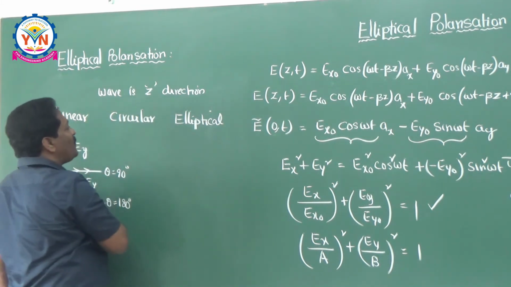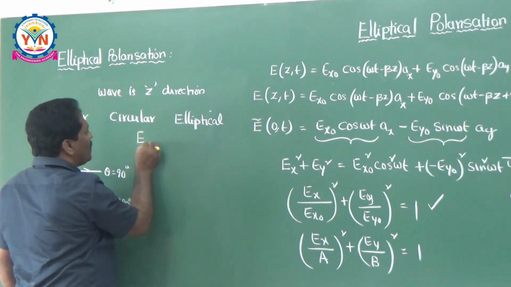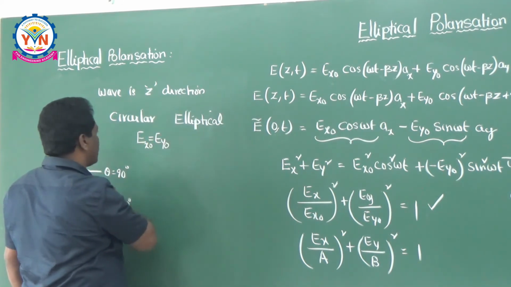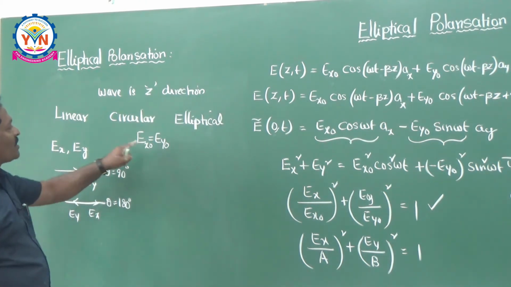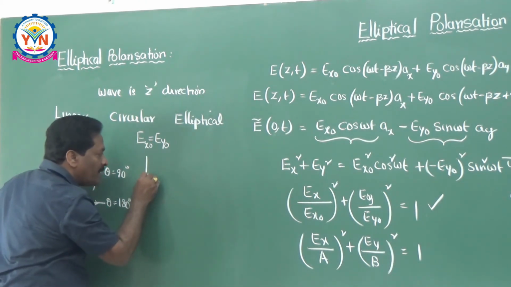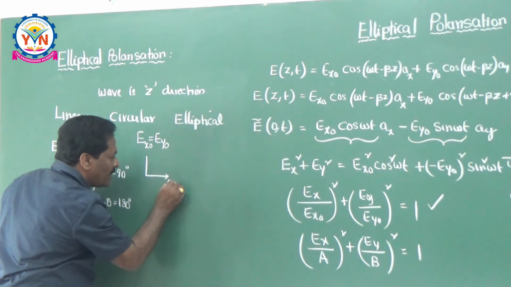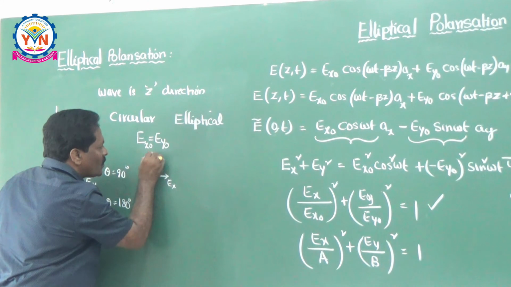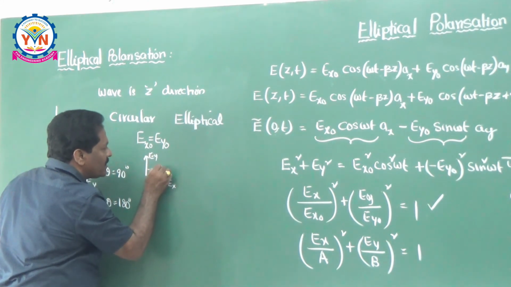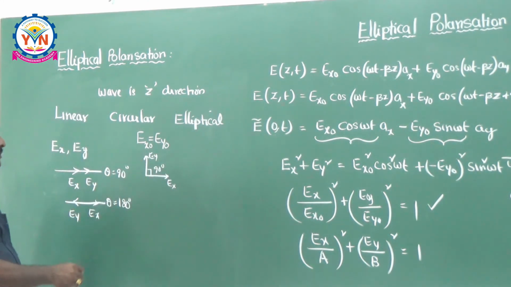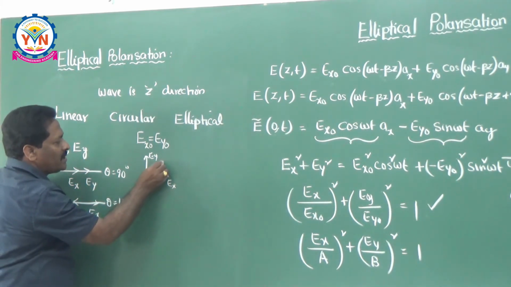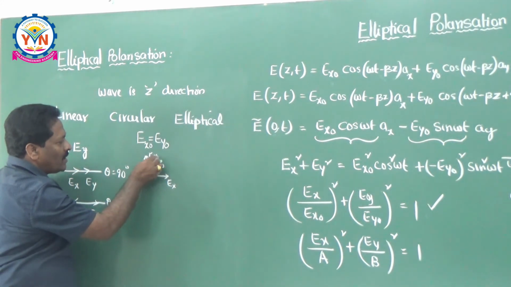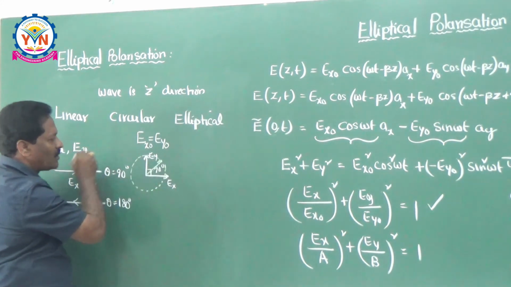But whereas in the circular polarization, Ex is equal to Ey. Both amplitudes are the same. Ex naught is equal to Ey naught. And they should be displaced by 90 degrees. This is Ex naught and this is Ey naught, so they will be at an angle of 90 degrees. Then circular polarization comes into the picture. So why the circular polarization? It is the resultant vector. So this is the resultant vector here, and it can trace a circle like this. That's why it is a circular polarization.